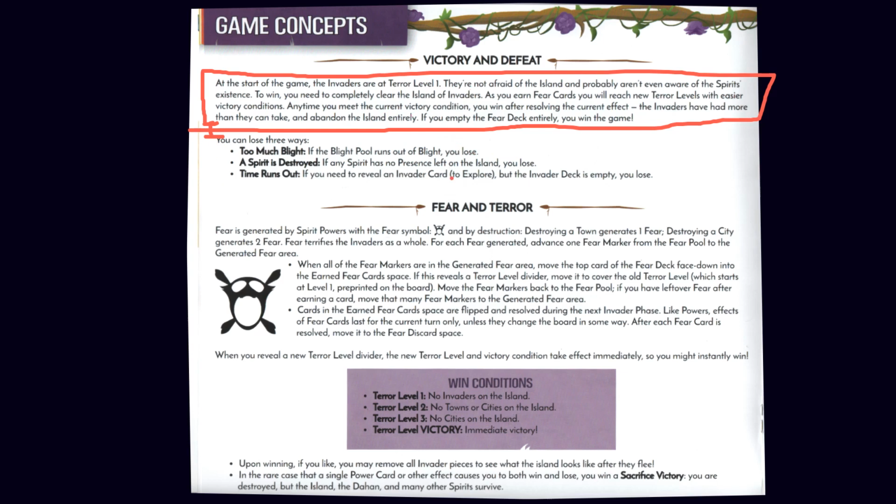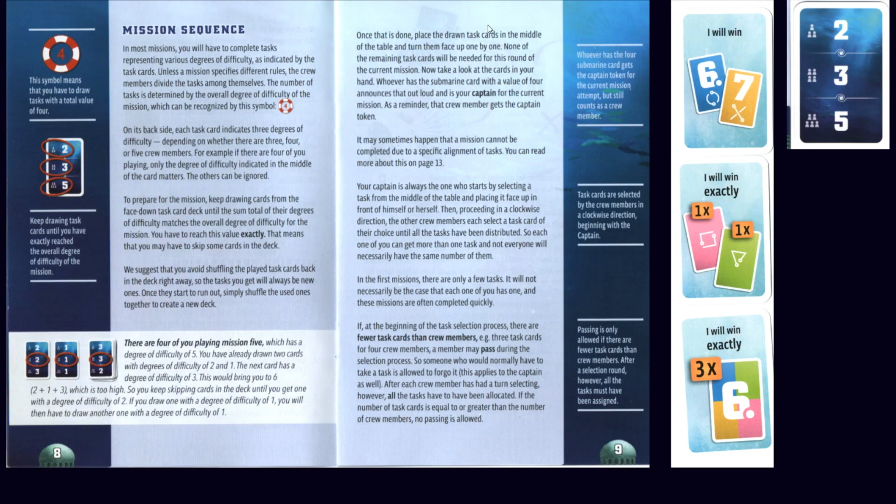But it's not just between paragraphs, it's also between sections. So you'll notice there is a significant gap here between the victory and defeat section and the fear and terror section. And then we also create space around the win conditions, which makes this a call out. Here we have space breaking out these sidebars from the main instruction text.